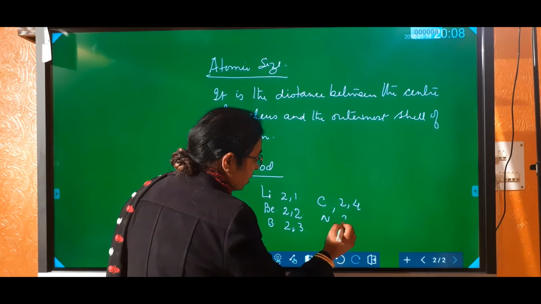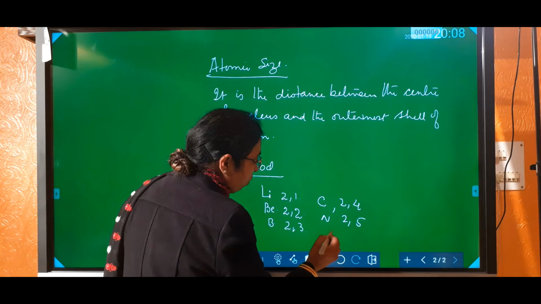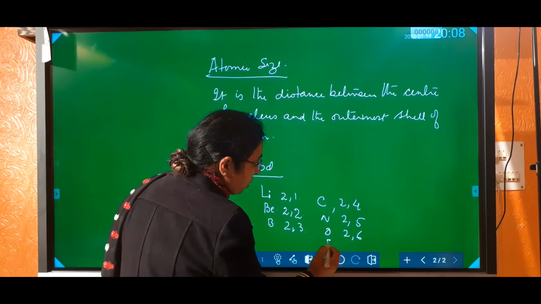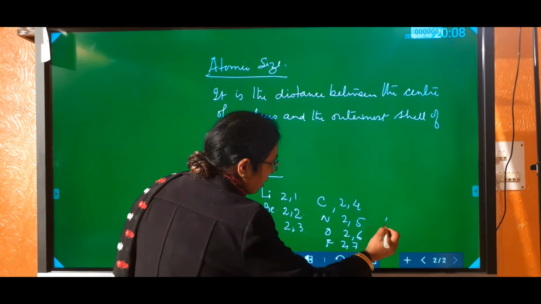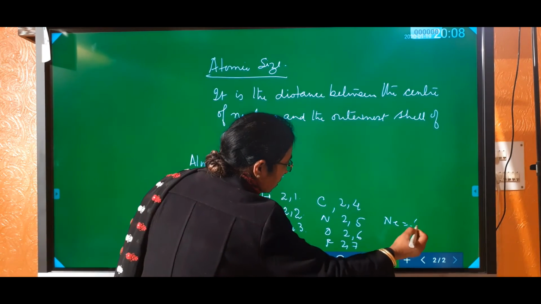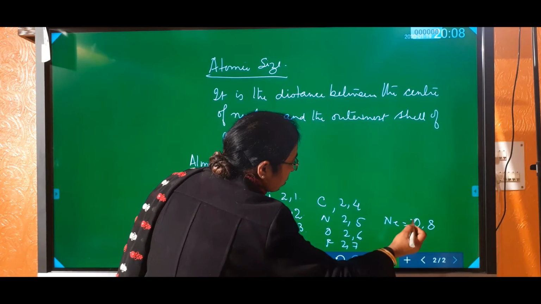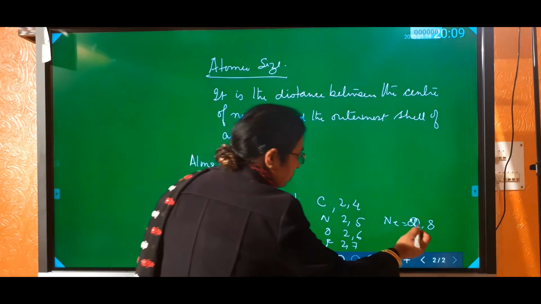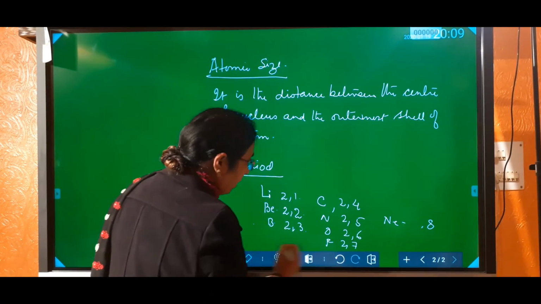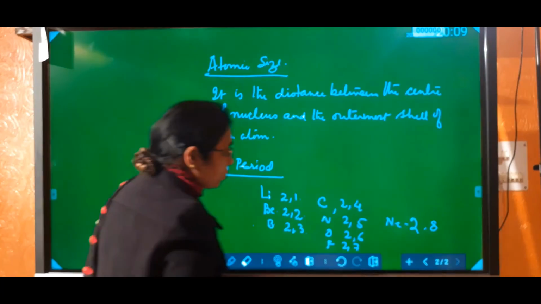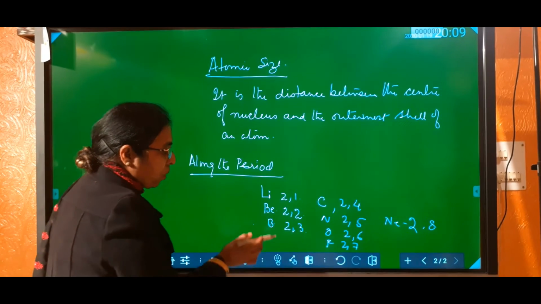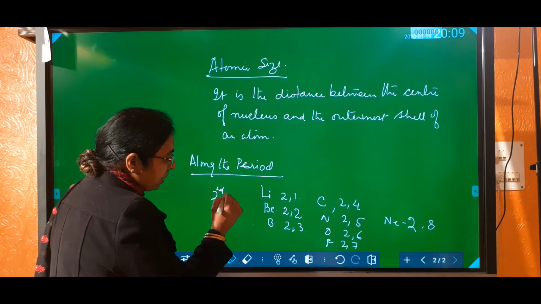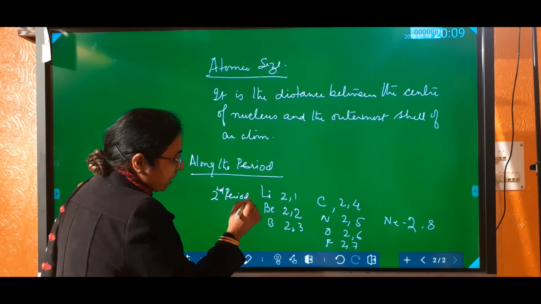For nitrogen, it is 2 and 5. Oxygen, it is 2 and 6. For fluorine, it is 2 and 7. And finally for neon, it is 2 and 8. Alright, 2 and 8. So what I am observing is that I am moving in the same period. This is all second period elements.